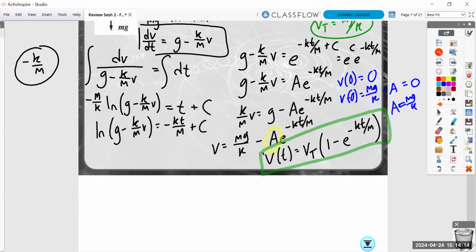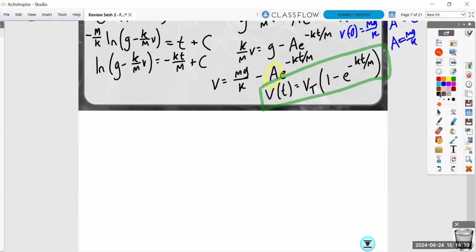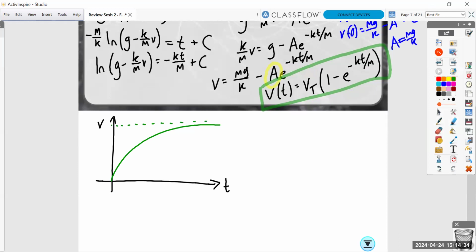So occasionally they want you to know how to derive this. They also want you to know what the graph looks like. They want to make sure that if you drop something from rest, the graph looks like that. What if I take something and throw it down faster than its terminal velocity? If I started at too high a speed, it'll slow down because that drag force will be really high.